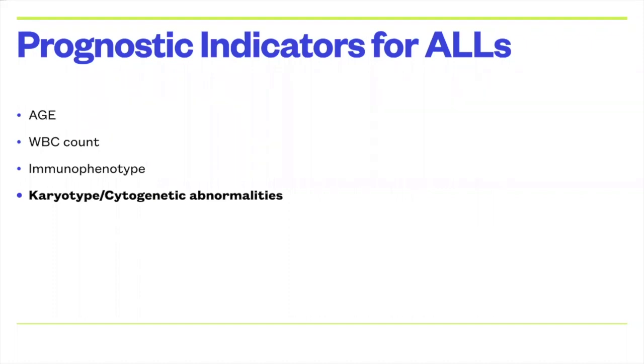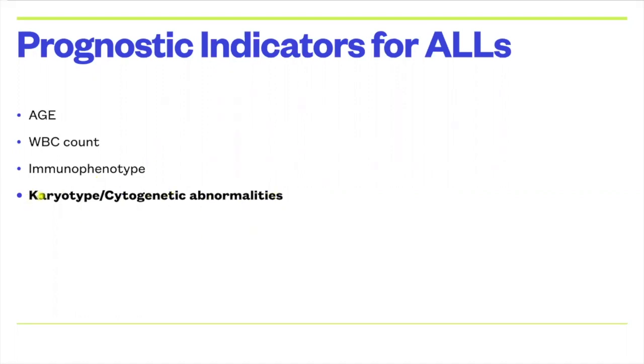Immunophenotype, meaning we already categorized our ALLs into either B-cell or T-cell ALLs. B-cell ALLs tend to have a better prognosis than their counterpart, T-cell ALLs. And karyotype and cytogenetic abnormalities, which we're going to look at next. This is huge. This is extremely important, especially nowadays.